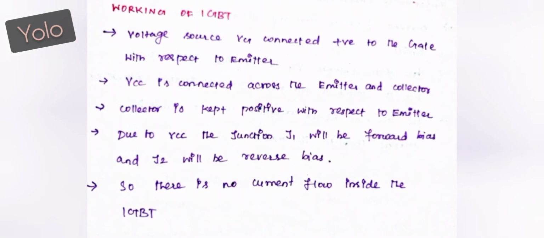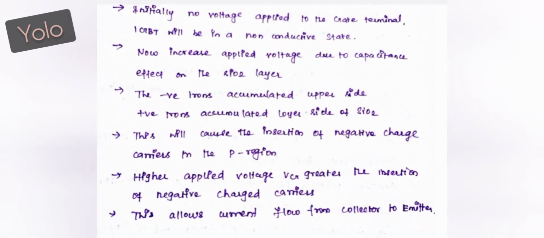Working of IGBT. Voltage source VG is connected positive to the gate with respect to the emitter. Consider the voltage source VCC connected across the emitter and the collector. The collector is kept positive with respect to the emitter. Due to the voltage source VCC, junction J1 will be forward biased and junction J2 will be reverse biased. Since J2 is reverse biased, there will not be any current flow inside the IGBT. Initially, consider that there is no voltage applied to the gate terminal. IGBT will be in a non-conductive state.